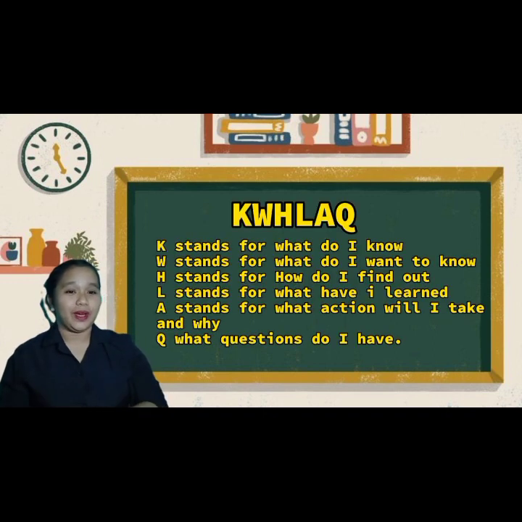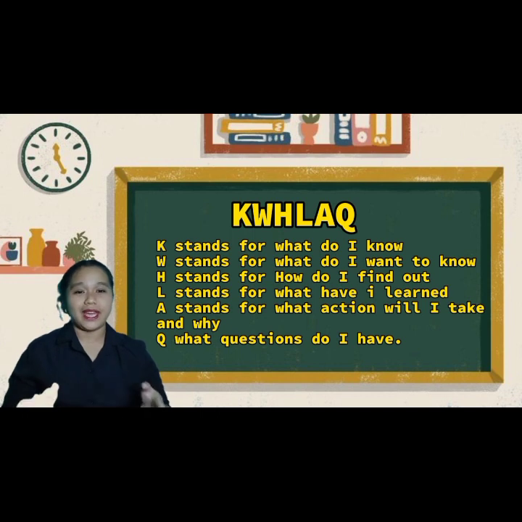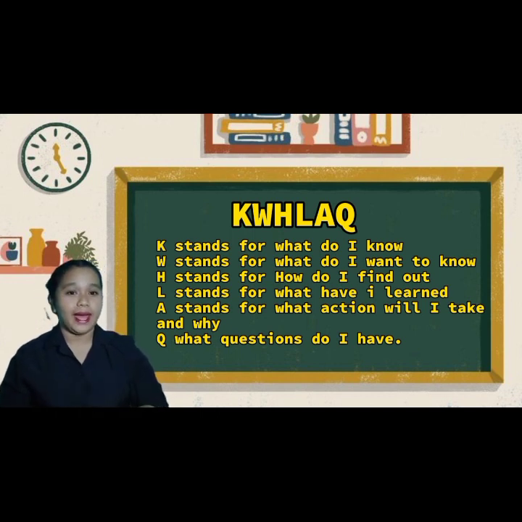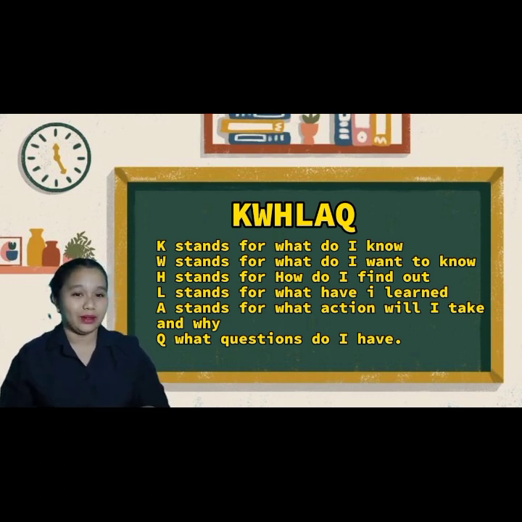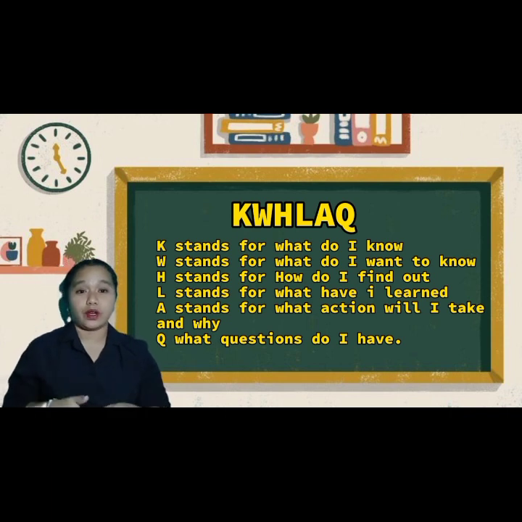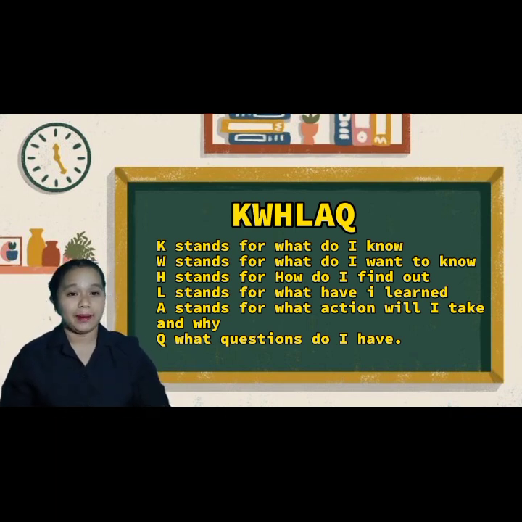In KWHLAQ, the K stands for what do I know, and W stands for what do I want to know, and H stands for how do I find out, L stands for what have I learned, A stands for what action will I take and why, and lastly, Q stands for what questions do I have.